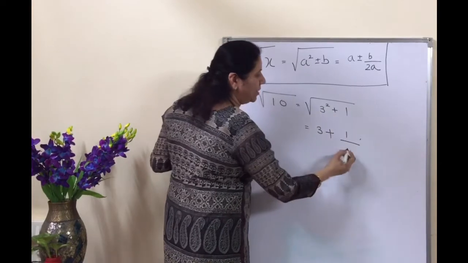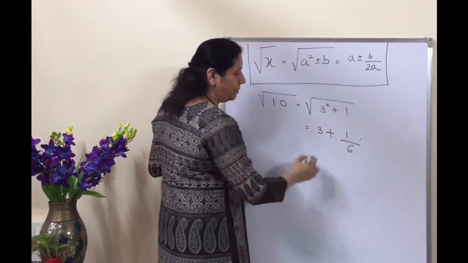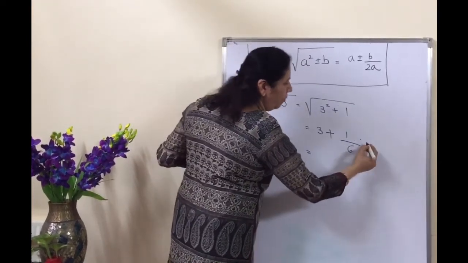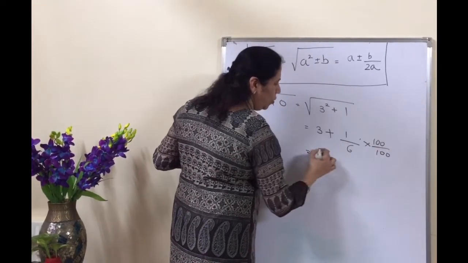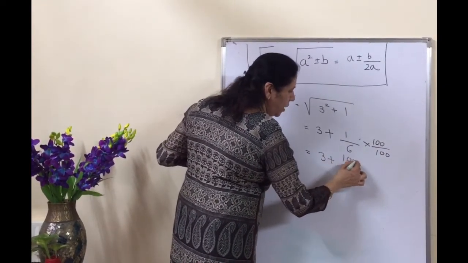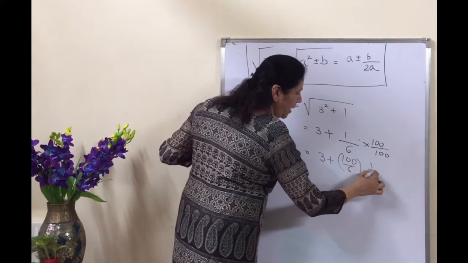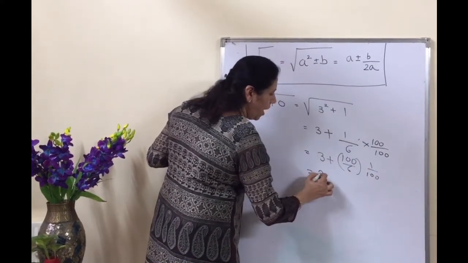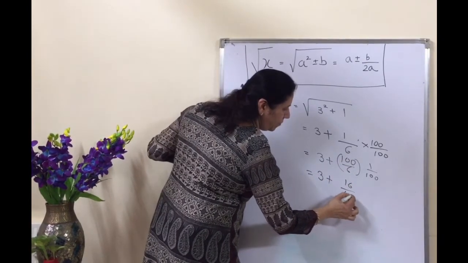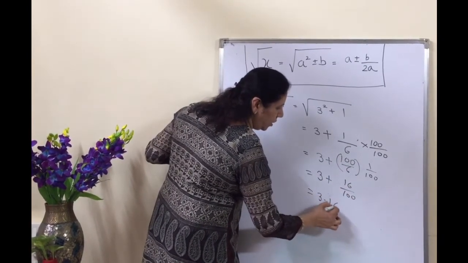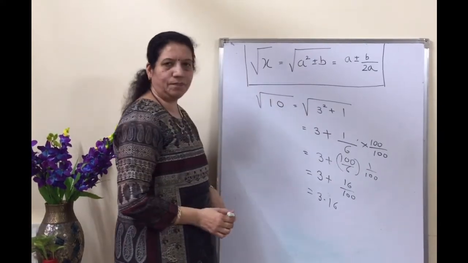Let us double this 3, which is equal to 6. And now as I have shown you before also, let us multiply and divide by 100. So you can write down this as 3 plus 100 upon 6 into 1 upon 100. So this 100 upon 6 is 16. And therefore we get answer 3.16.